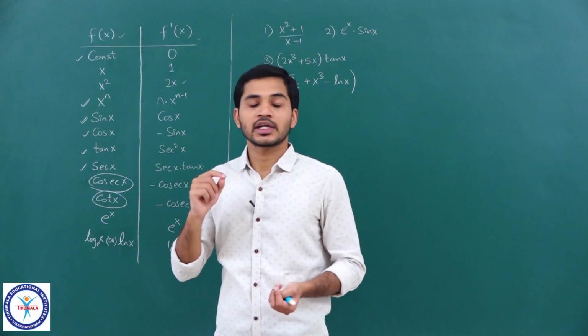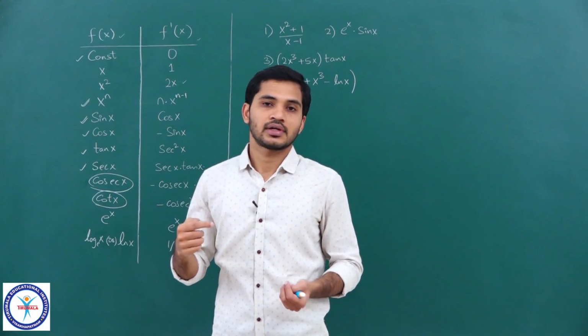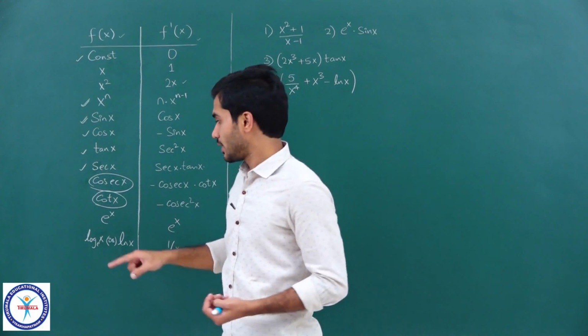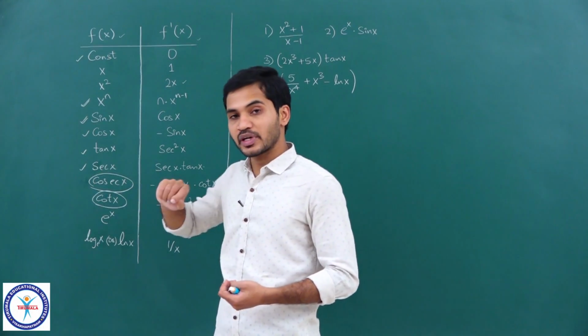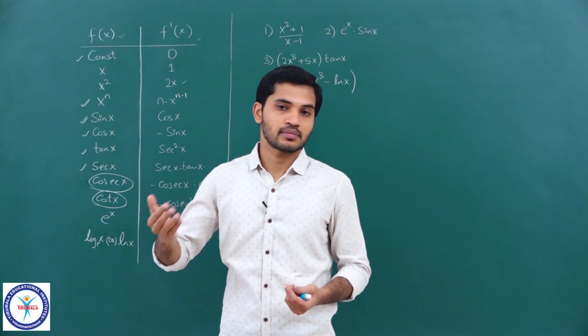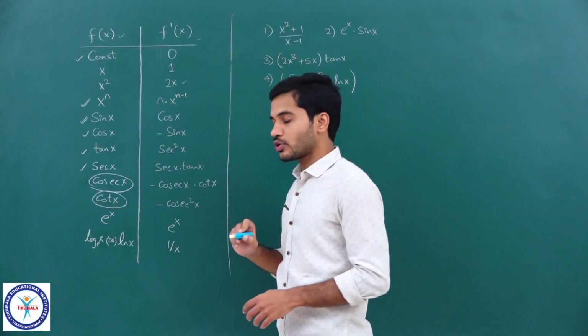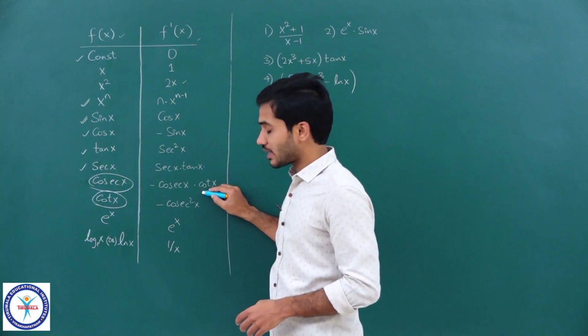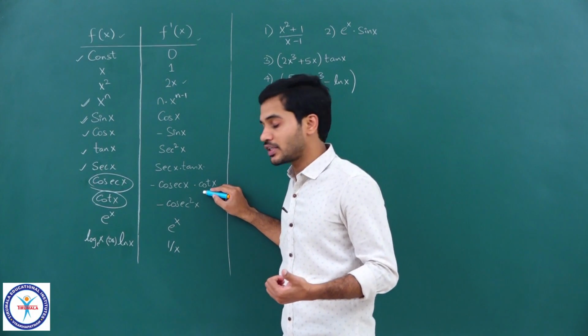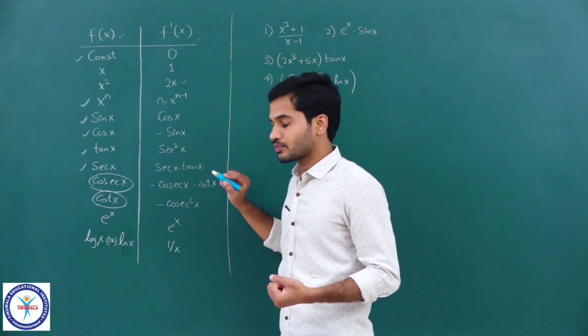Cosecant x can be taken as 1 by sin x and you can use u by v rule, correct, and cot x can be taken as cos x by sin x and once again u by v rule. So, these are the results which you will be getting, right. So, please derive these in your notes. I want to see these two results in your notes, clear.